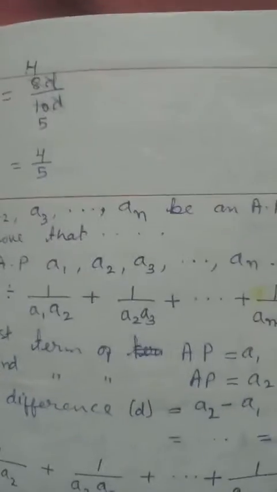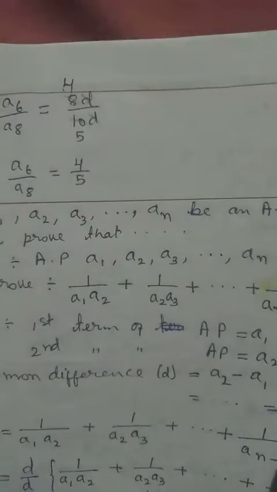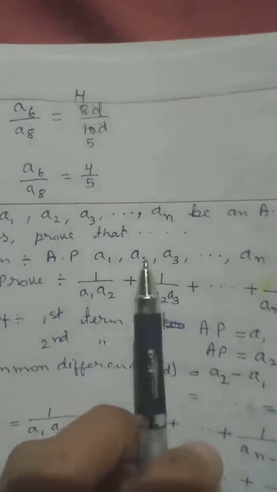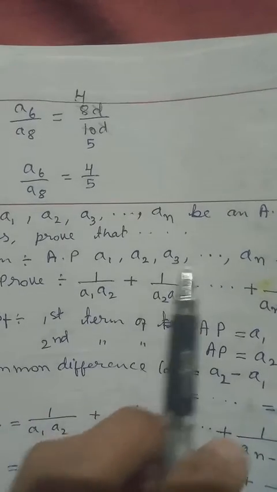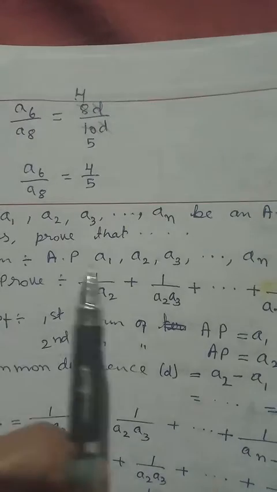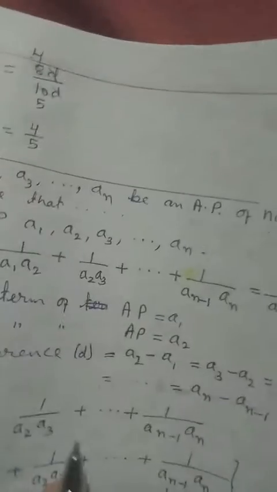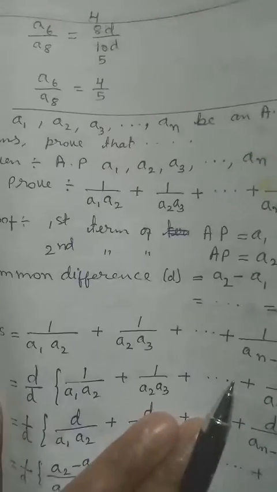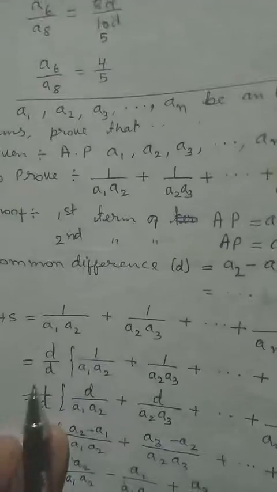So the first term is a1, second term a2. The common difference we can write as a2 minus a1, a3 minus a2, ..., an minus a(n minus 1). So it will continue like that. Because on the right hand side we want n minus 1, we need to replace all those.